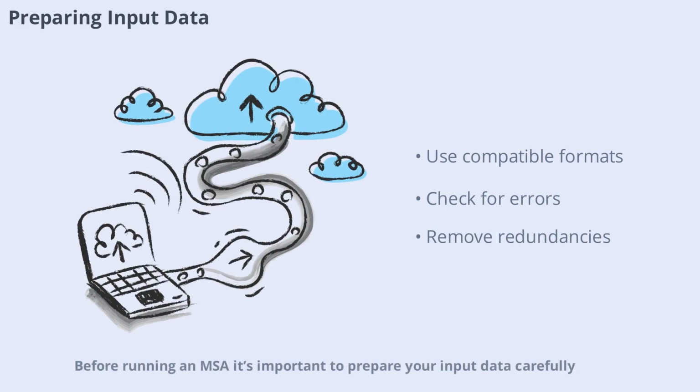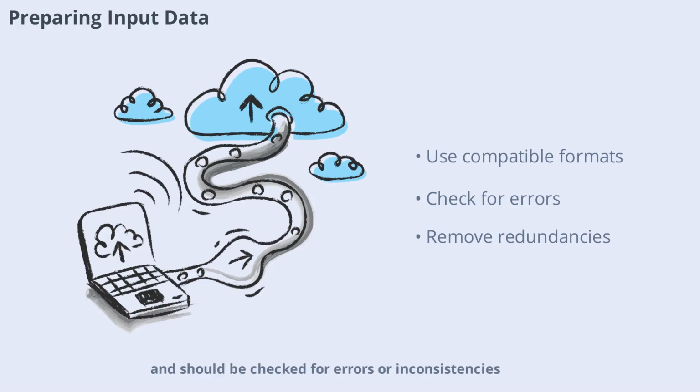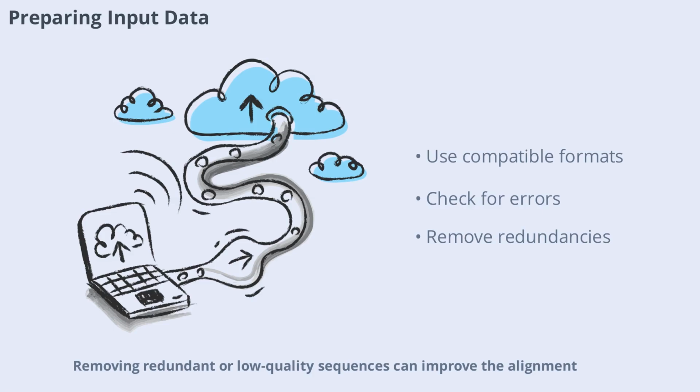Before running an MSA, it's important to prepare your input data carefully. Sequences should be in a compatible format such as FASTA and should be checked for errors or inconsistencies. Removing redundant or low-quality sequences can improve the alignment. Proper data preparation ensures that the alignment process runs smoothly and that the results are reliable and interpretable.